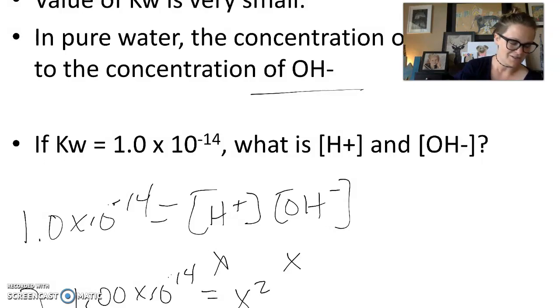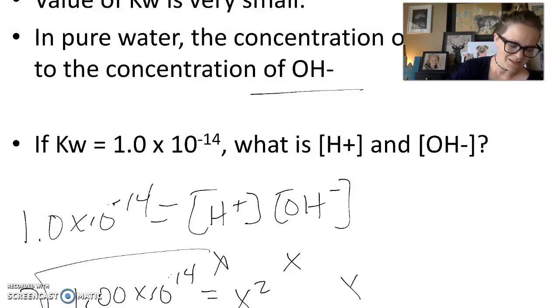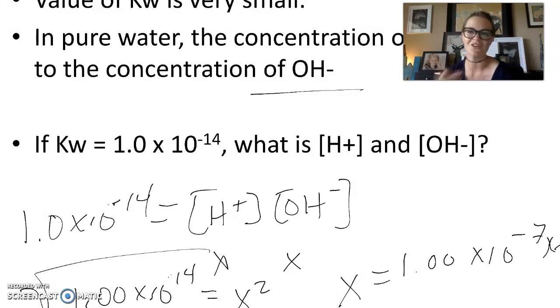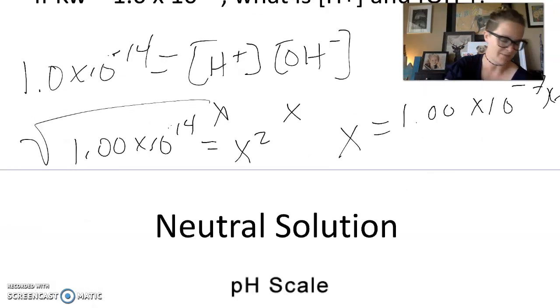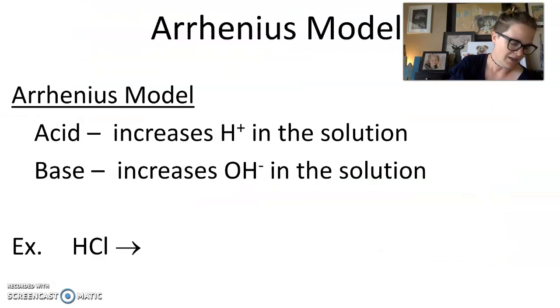And then to solve for it, I'm going to take the square root of that. The molarities end up being 1.00 times 10 to the negative 7, so really tiny. So if you've got a glass of ice water in front of you, there's hardly any H plus and OH minus in it. But we can trip it up. And tomorrow we'll talk about the pH scale and how it's based off of those.